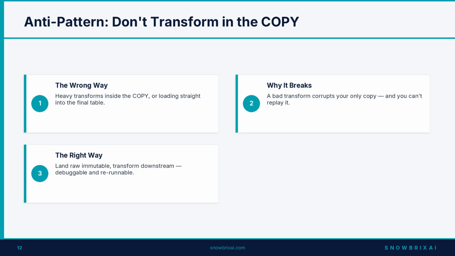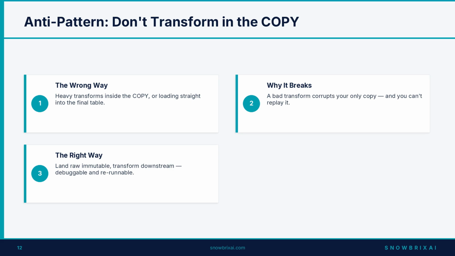Now, let me save you from a painful mistake. The wrong way is to cram heavy transforms inside the copy itself or load straight into your final table. It feels efficient, fewer steps, right? Here is why it breaks you. A bad transform corrupts your only copy of the data. And because you transformed on the way in, you cannot replay it. The original is gone.